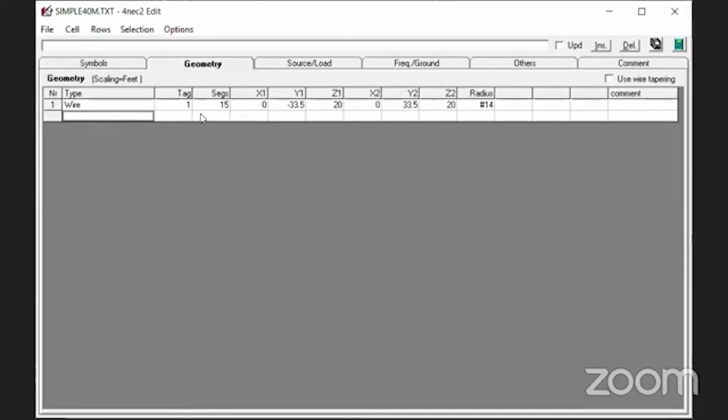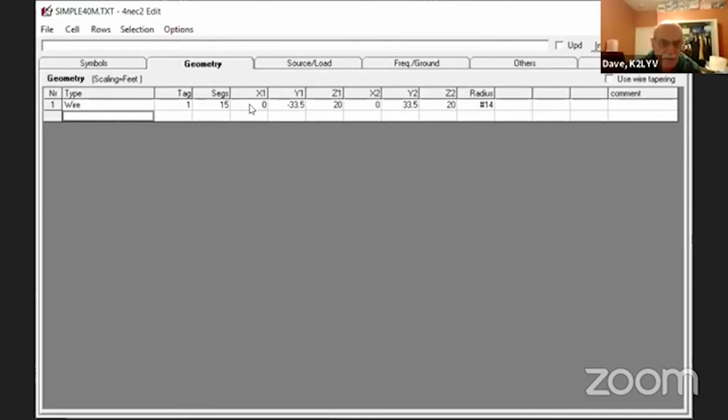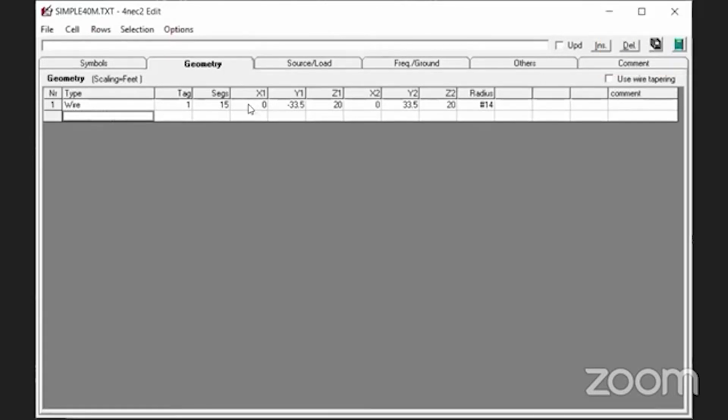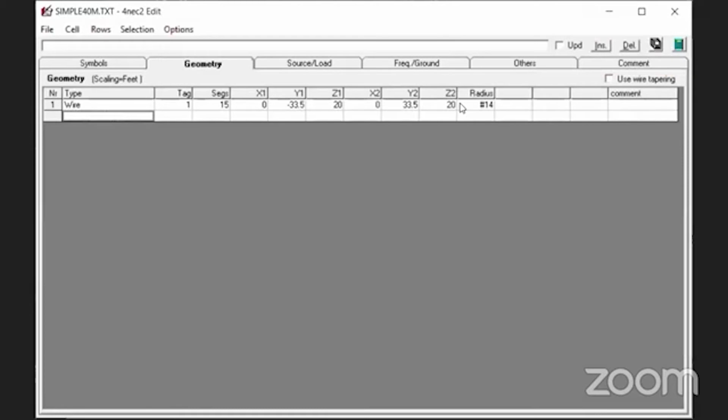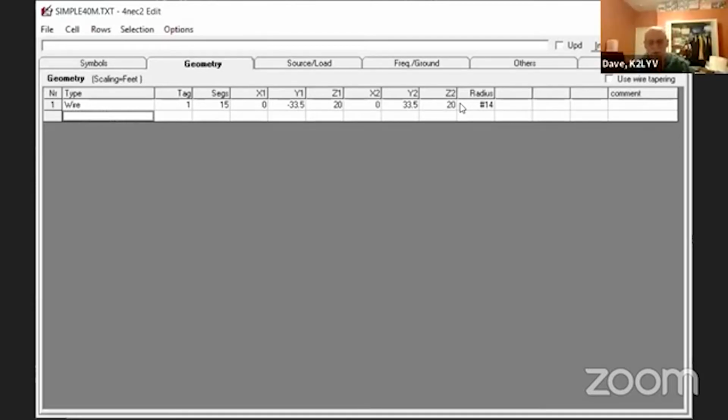So here's the description. This antenna is going along the y-axis, so its x coordinate is going to be 0 throughout. One end of it is at minus 33.5 feet, 20 feet off the ground. The other end is also at x equals 0, but at 33.5 feet positive, also 20 feet off the ground. And it's made of number 14 wire. Okay? Yes, sir. And so the segment division is not shown graphically. It's just in the spreadsheet portion. Right.